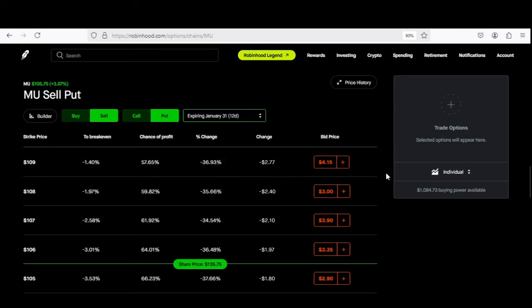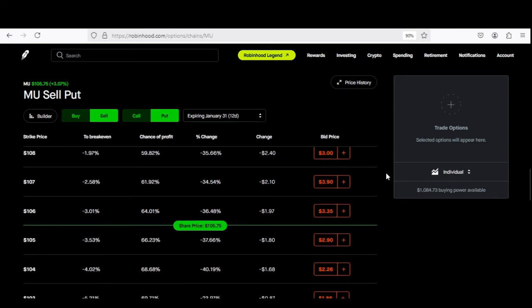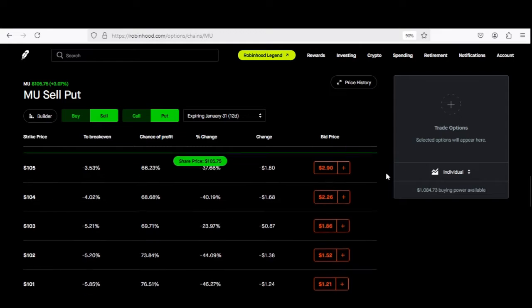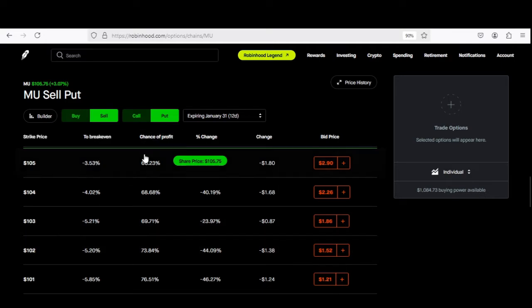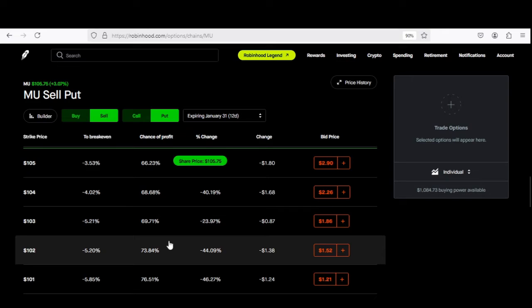Now, in order for us to get started, we're going to choose a strike price below the current share price. Now I will be going with the 102 strike price. Right here, 102 to the top, you could see strike price. And most importantly, the chance of profitability. The chance of profitability I will be going with is 73.84%, or round it off to 74%.